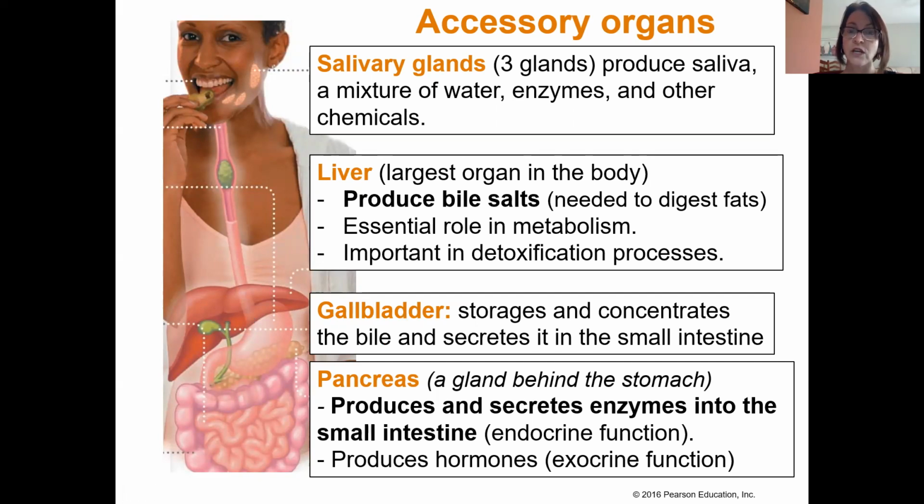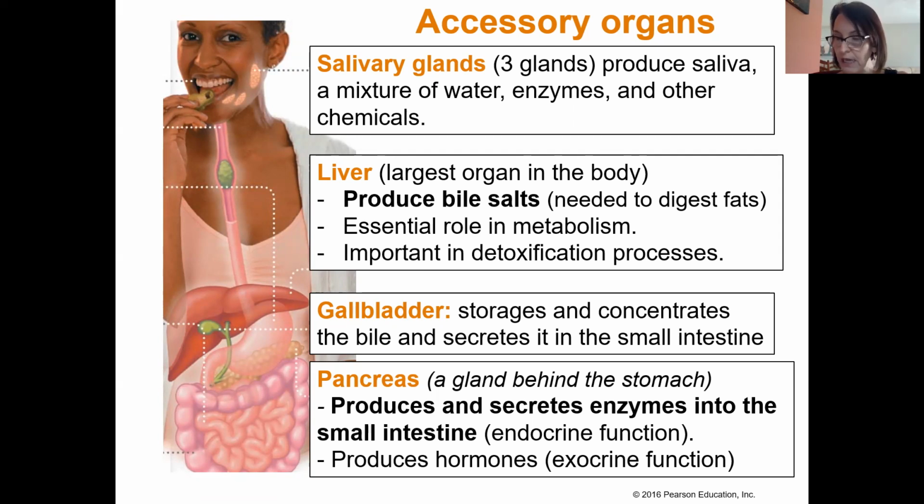It has an essential role in metabolism. The liver is the first stop just after the absorption. Everything goes to the liver first, and the liver decides what to do. And if it's something that is toxic to your body, your liver has mechanisms to release this from your body.